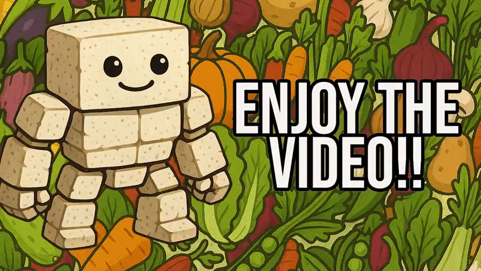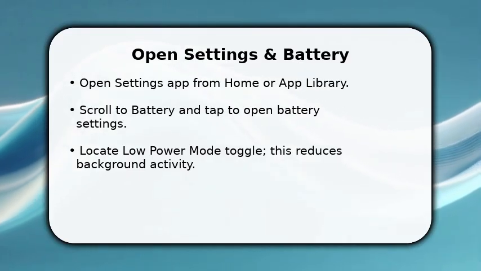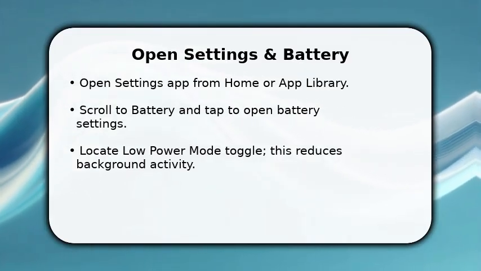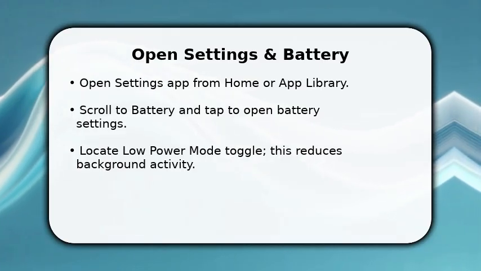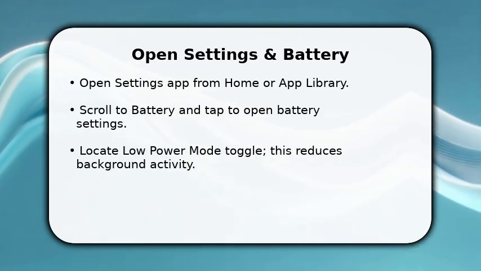Please enjoy the video. You start by going straight to Settings and tapping Battery so you can act now. Once in Battery, look for Low Power Mode and flip the toggle on. This immediately reduces background fetch, automatic downloads, and visual effects to save power.